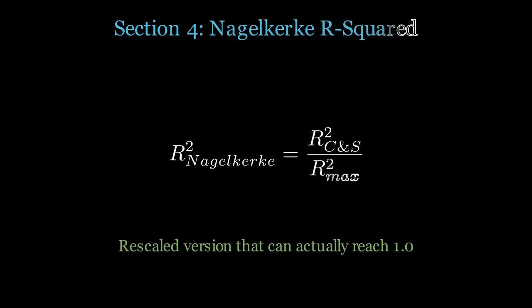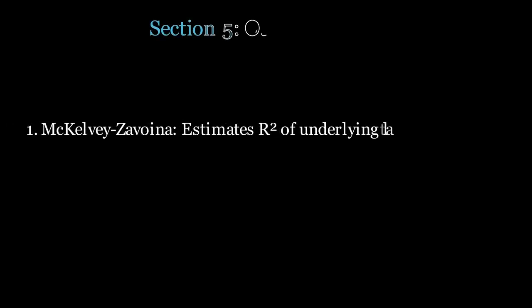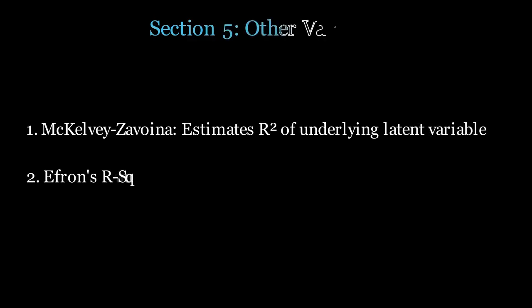Section 4. The Nagelkerke or Cragg and Uhler R-squared. To fix the limitation of Cox and Snell, Nagelkerke proposed a rescaled version. By dividing the Cox and Snell value by its theoretical maximum, we get a metric that can actually reach 1. This makes it more user-friendly for those transitioning from linear models to logistic ones.